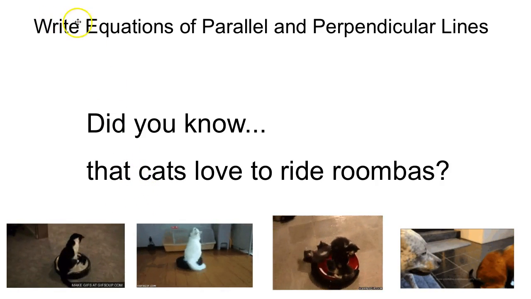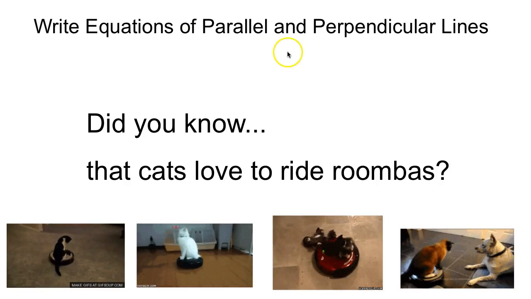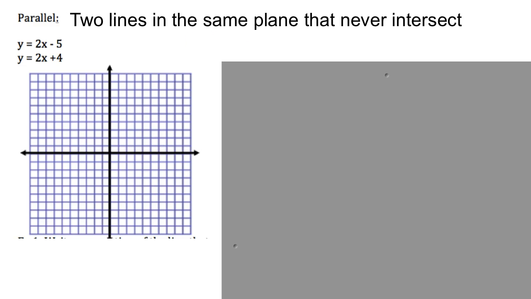Alright, today, equations of parallel and perpendicular lines. Let's go. Parallel. That's the first word right here. This is an important word. Two lines in the same plane that never intersect. So intersect means cross. So these two lines are never going to touch each other.